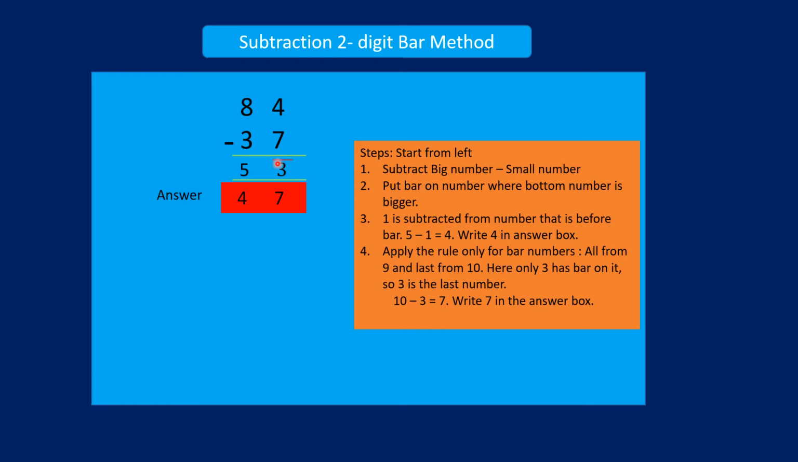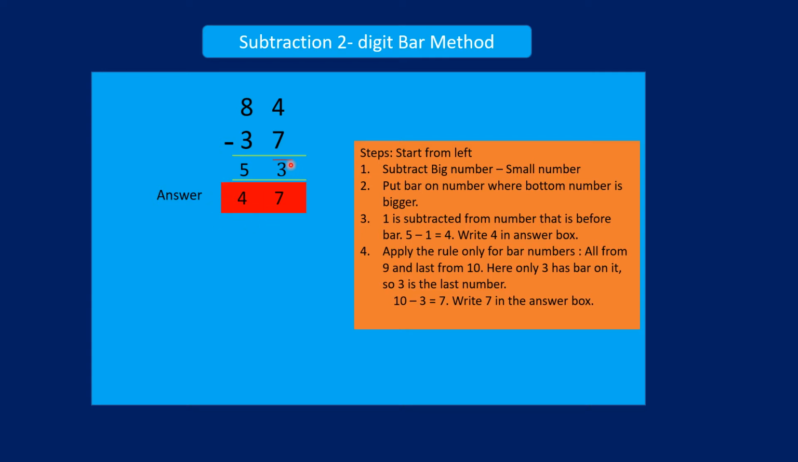And the last step, how do we find the answer? Any number before a bar, you subtract 1. Always remember, any number before a bar, you subtract 1. So 5 minus 1 is 4. You write 4 in your answer box.